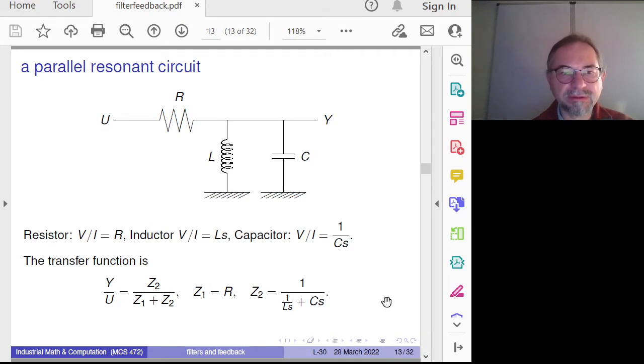So this is a combination of using, for the transfer function, the network that was in the third position on the previous slide. And then we have the parallel positioning of the inductor and the capacitor. The Z1 is just the resistor, but you see that the Z2 is obtained by applying the recipe for the transfer function of two circuits in parallel. So that is this Z2 here.